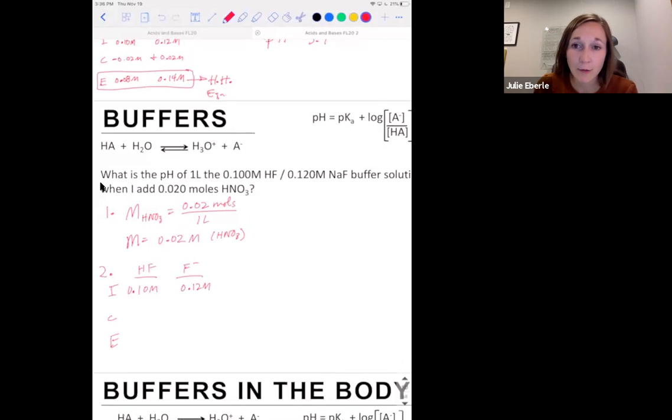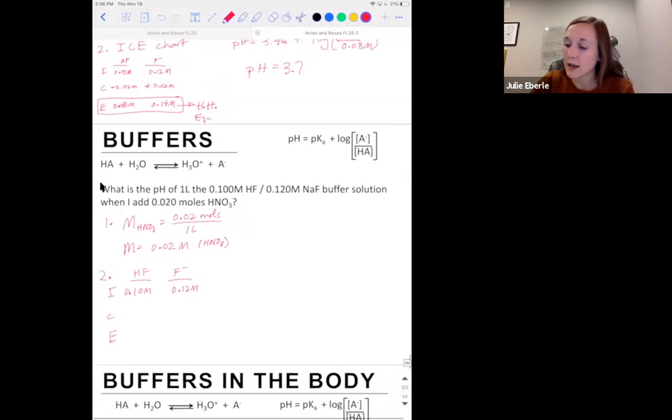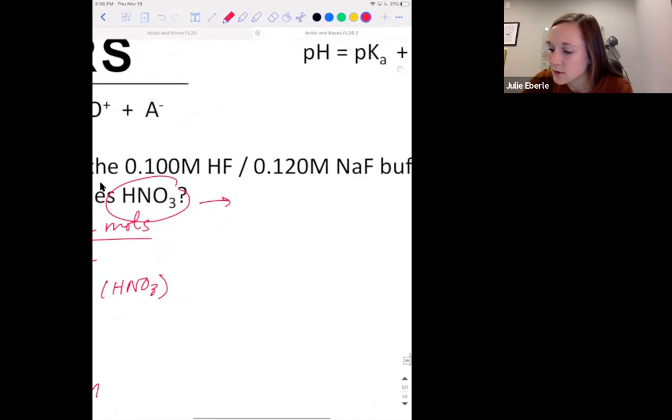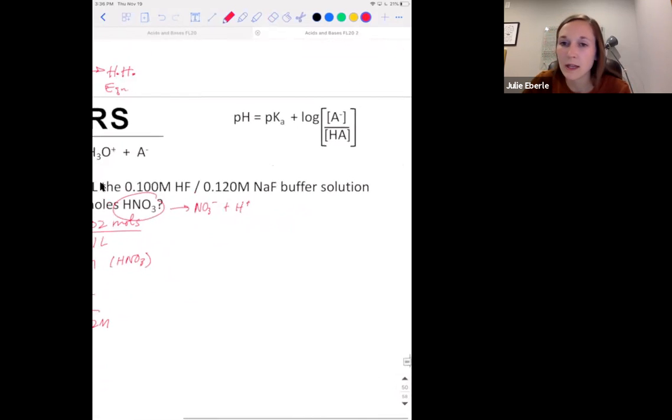But we need to figure out how much they are going to change. Remember, this is a strong acid, so it is going to dissociate into H plus. I'm going to write the other part first, NO3 minus and H plus, okay? How will the buffer respond? Here's our buffer.